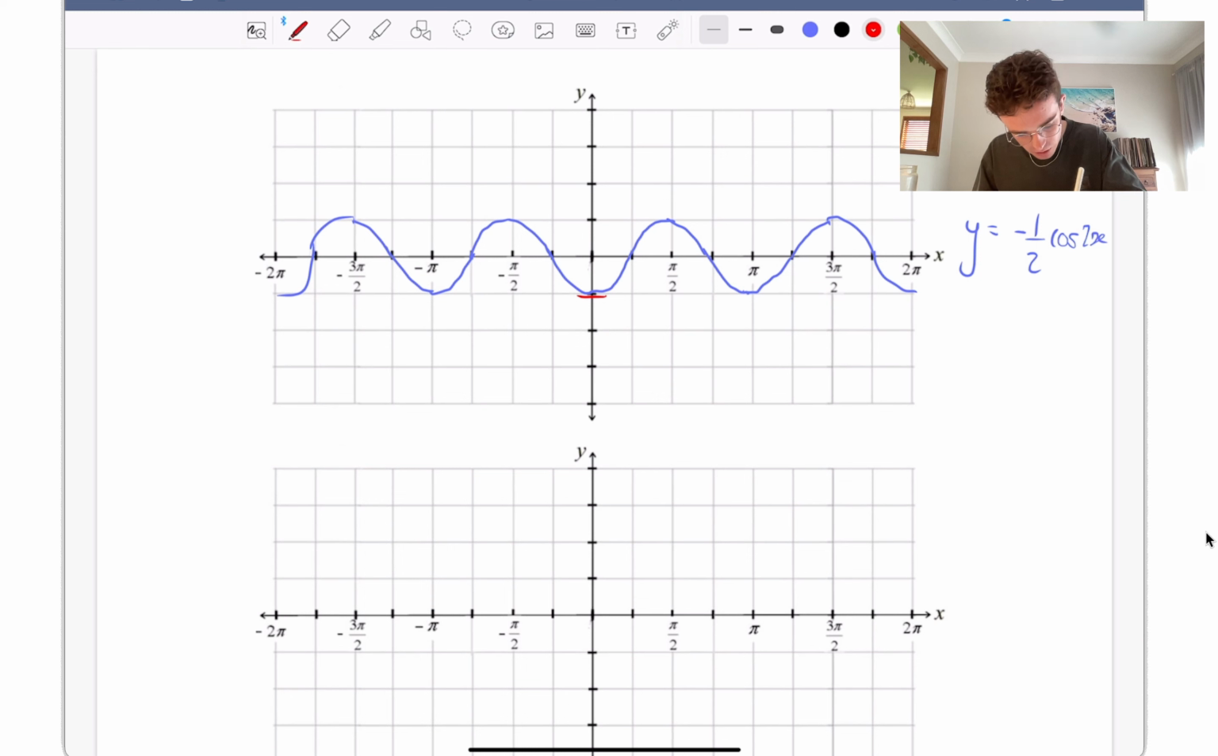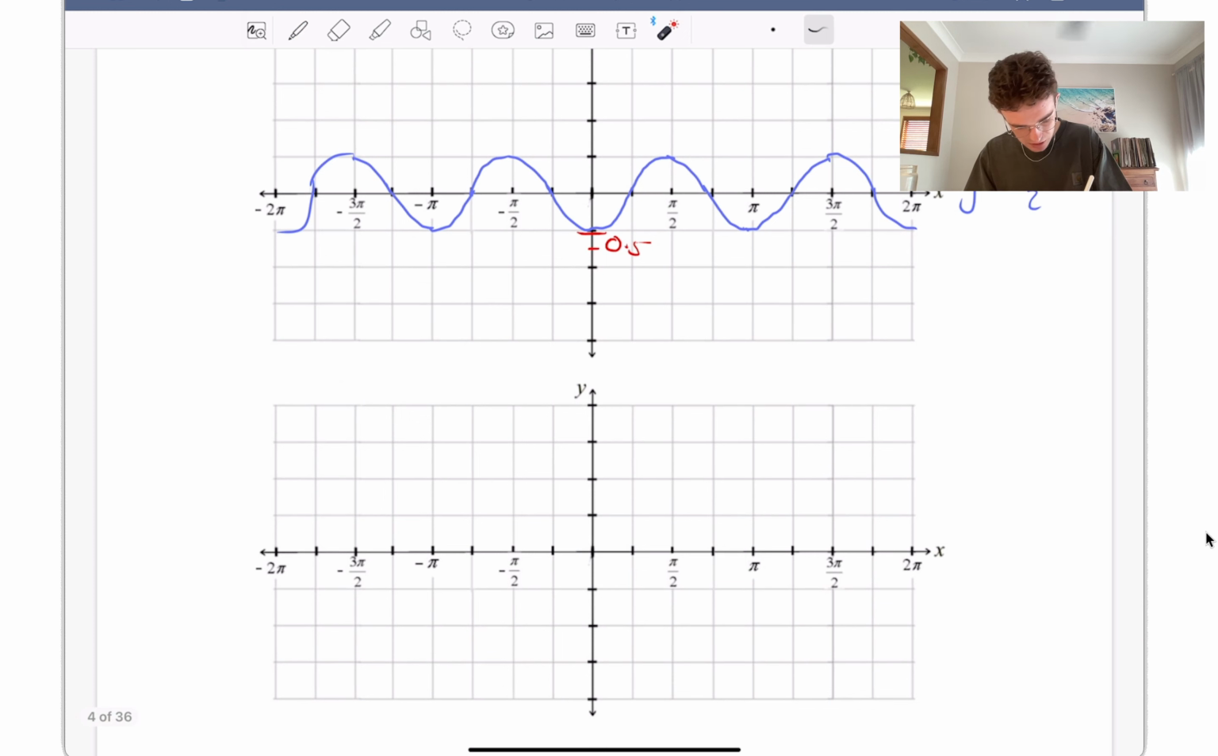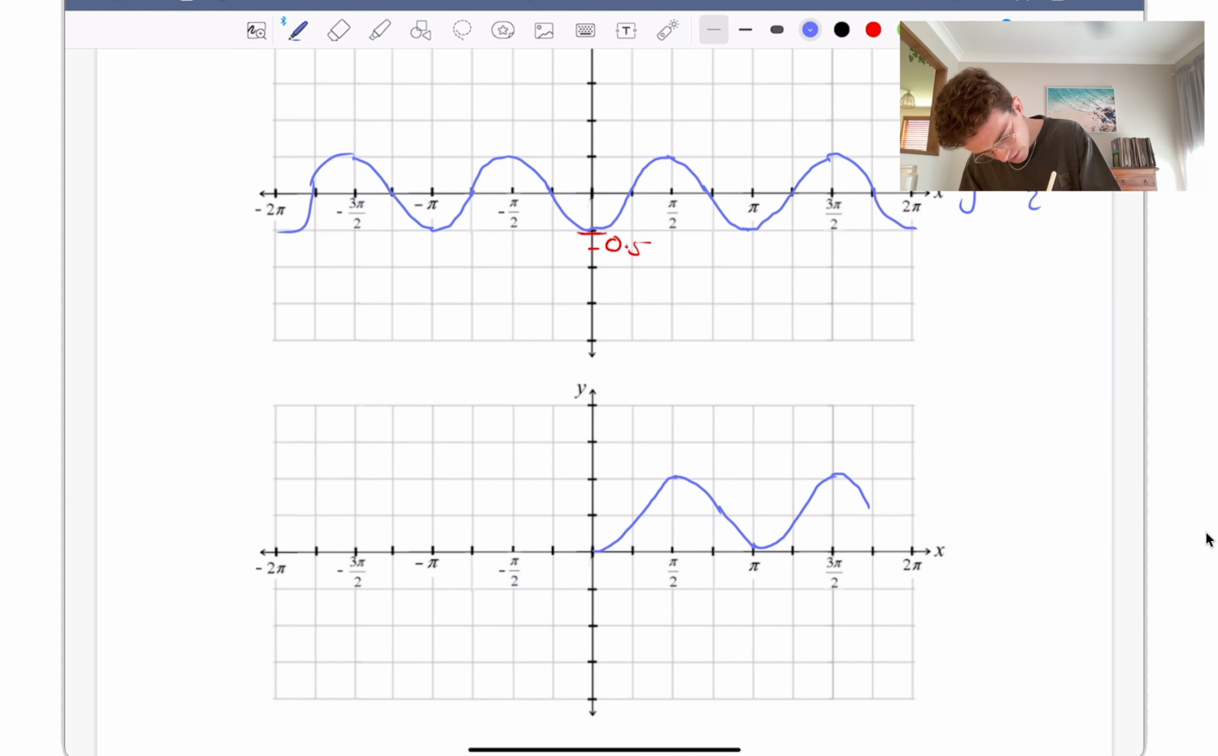Now if this is minus 0.5 here, if we add a half, it means that now the minimum point of my graph is now going to be 0. So this is going to be here, and it's going to go up like this, and then down, and then up, and then down like that. There we go. There you go, and that is y is equal to a half minus a half cos of 2x.